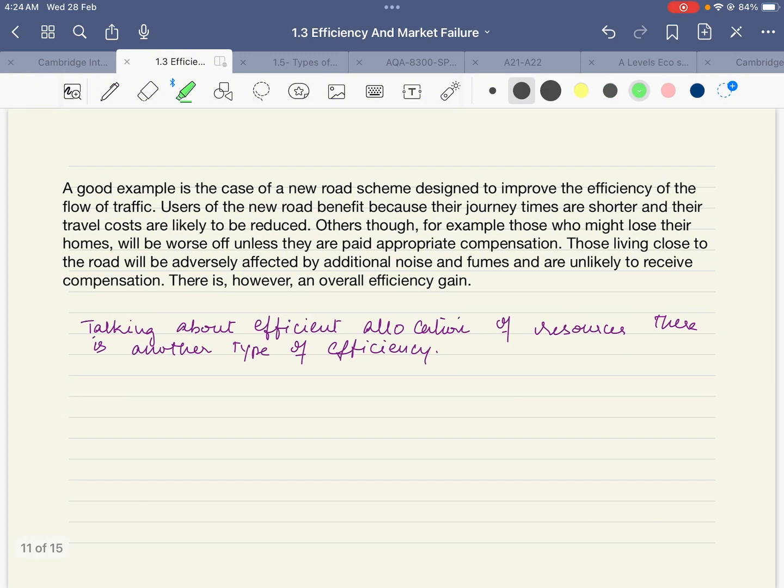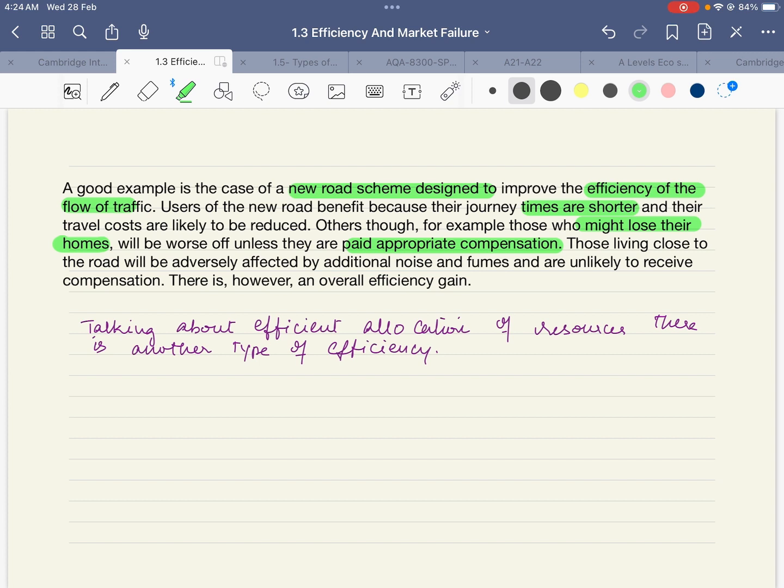Suppose a new road scheme is designed to improve efficiency of the flow of traffic. Users of the new roads benefit because their journey times are shorter as well as their fuel consumption is likely reduced. When there is less traffic congestion, less fuel is consumed. Others, though, for example, those who might lose their homes, will be worse off. Instead of being better off, they will be worse off unless they are paid appropriate compensation.